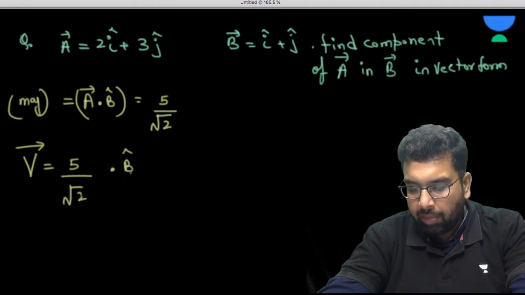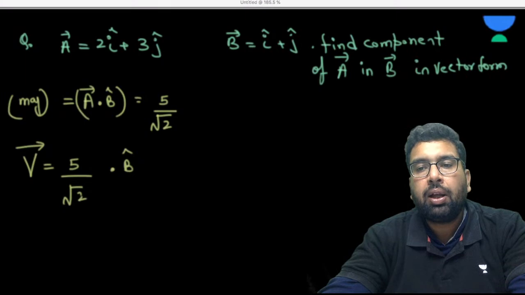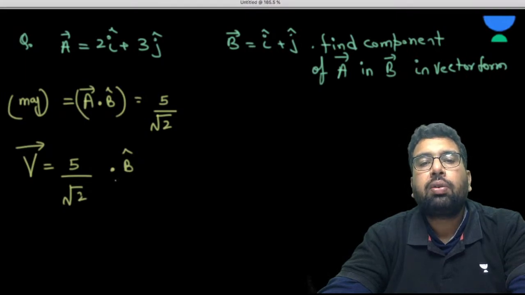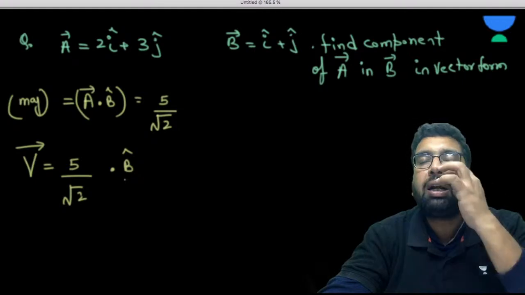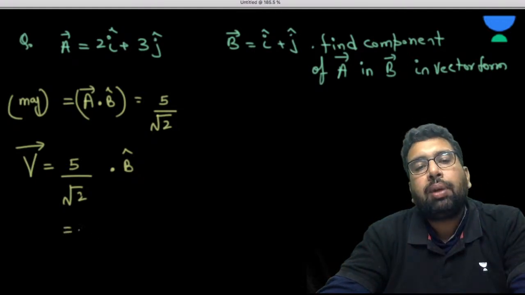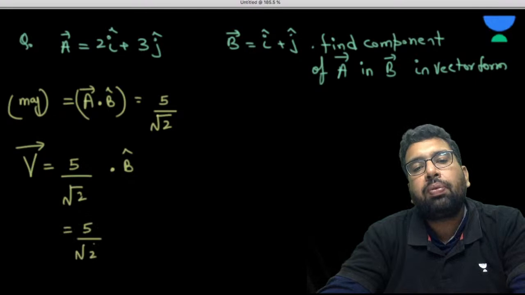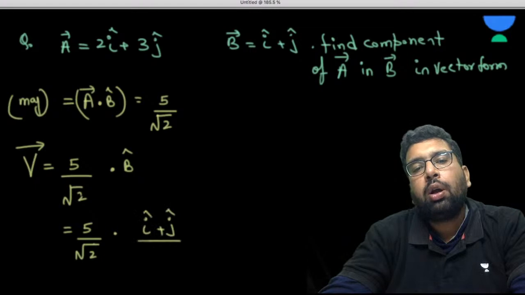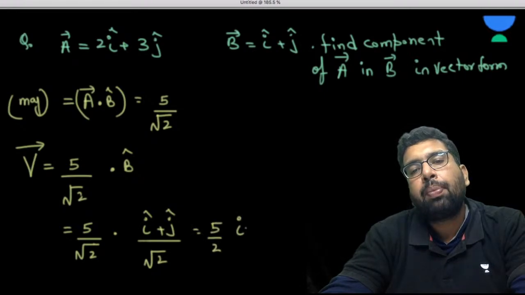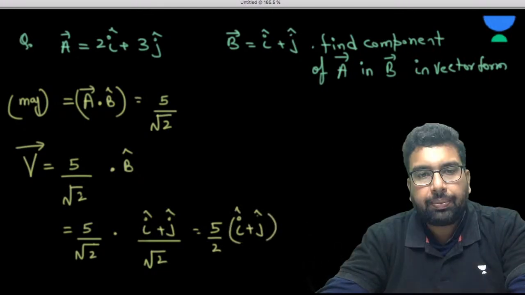And the direction is given by what, beta? Direction is given by the unit vector. So, what is the direction of B vector? It is B cap. So this will become 5 by root 2 into B cap. So B cap is going to be I cap plus J cap upon root 2. So this is going to be 5 by 2 into I cap plus J cap. Okay, clear? Isn't it? Okay.